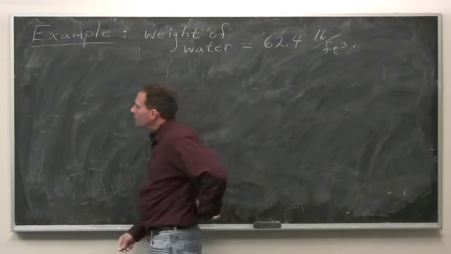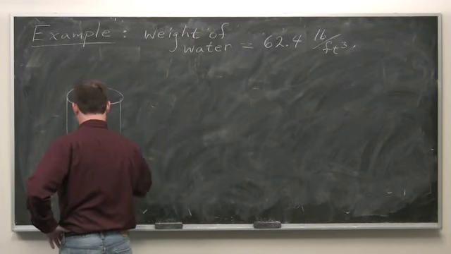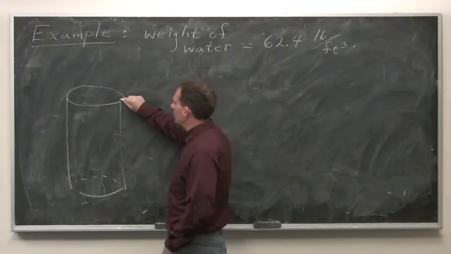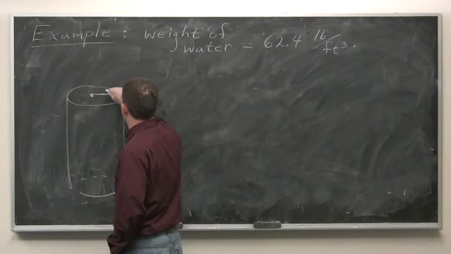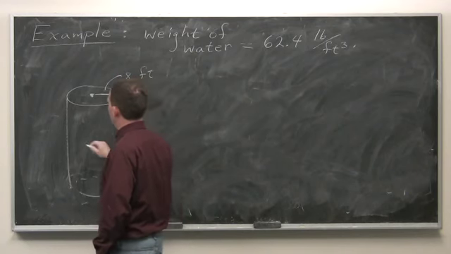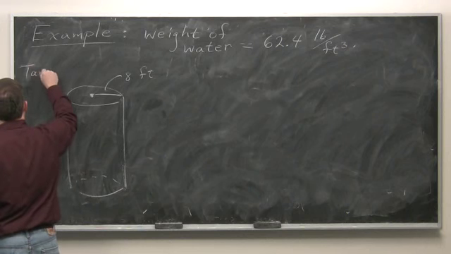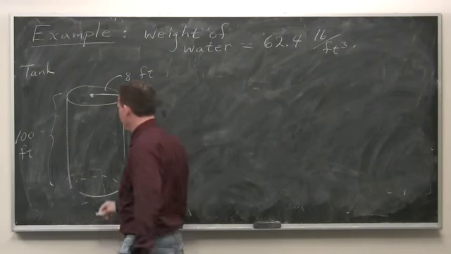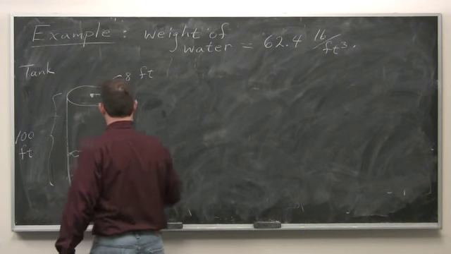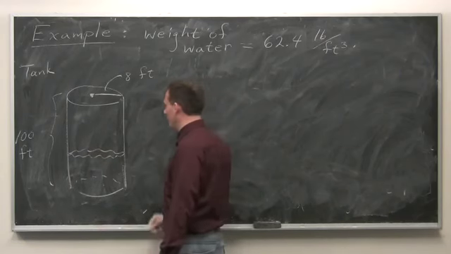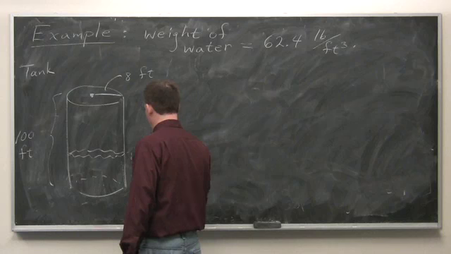All right, so what's a typical problem? Well, maybe you've got a tank that's a right circular cylinder. I'm going to assume its radius is 8 feet. It's 100 feet tall. So this is a tank. And it's got 20 feet of water in it at the bottom. That doesn't look like it's 1/5 of that, but I wanted to draw it higher. So here's 20 feet of water.